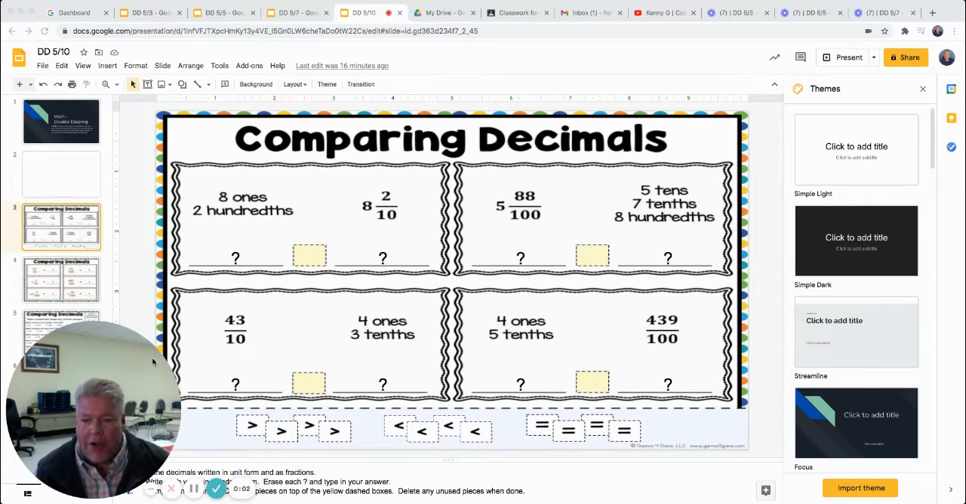All right, let's compare decimals one more time. One last time. Boy, my allergies are crazy today. So we're looking at comparing decimals.